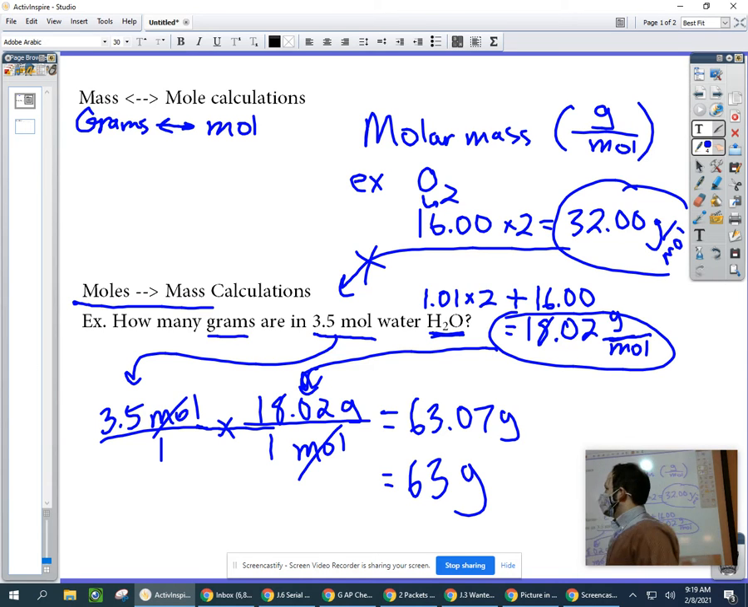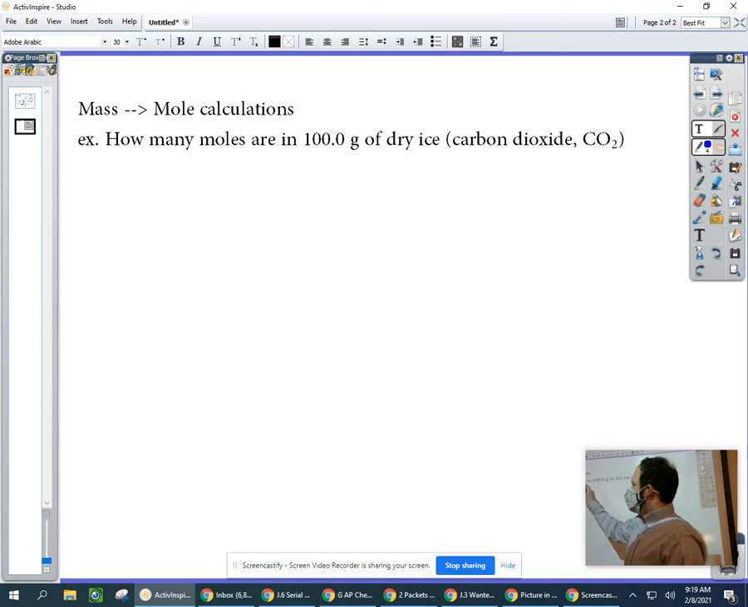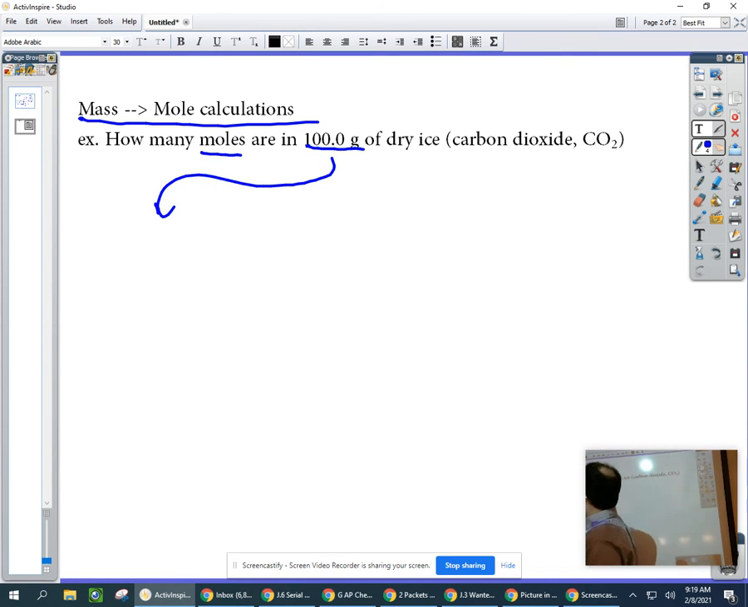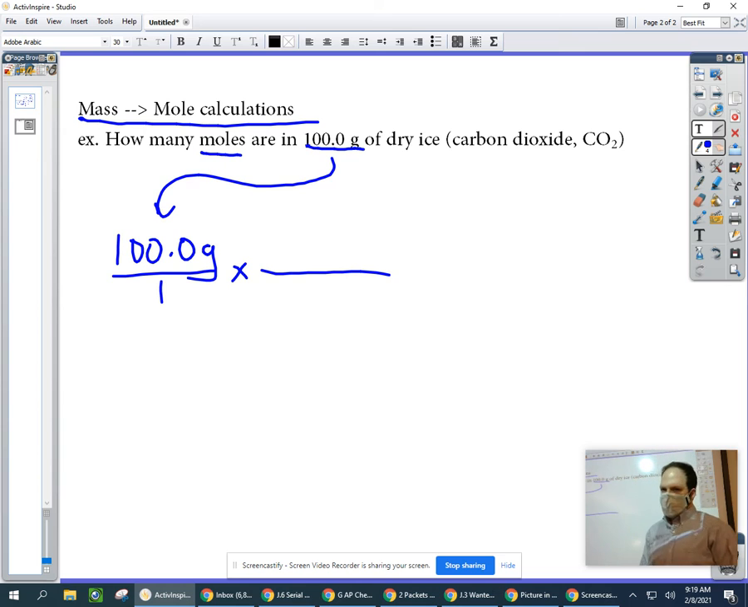All right, the other kind of problem we're going to do is a mass to mole problem. So this is going the other way. Instead of going moles to mass, we're going mass to moles here. And so we're always going to do every dimensional analysis problem the same. We're going to underline the starting amount and unit, so 100 grams. And we're going to underline the unit that we're being asked to find. In this case, how many moles? We're going to underline moles. We're always going to put our starting amount over 1, so 100.0 grams goes over 1. And we're going to multiply it by a conversion factor.